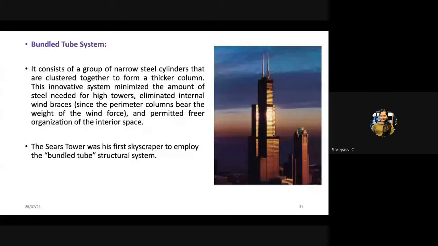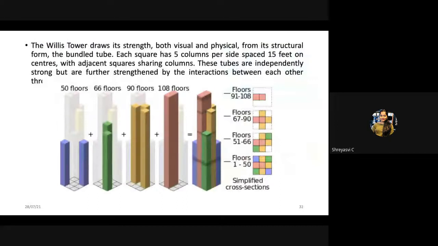Similarly, there is something called a bundled tube system. Now we are talking about one of the first skyscrapers, called the Sears Tower. How exactly was this type of building constructed? This is actually how the Willis Tower was constructed. Here on the right, you can see the plan, and later on you can see it further.